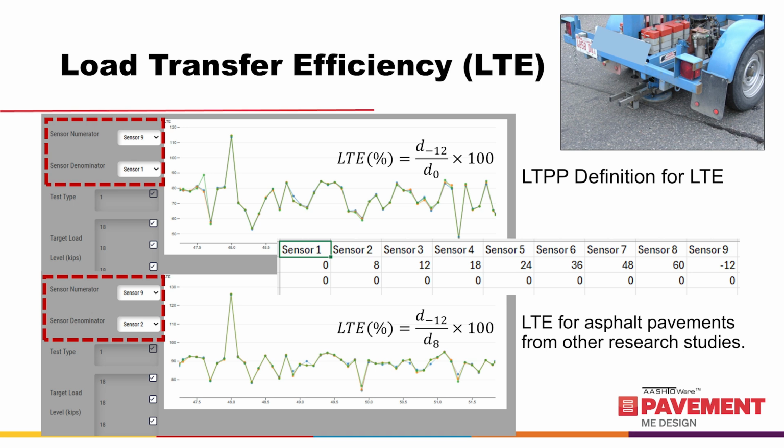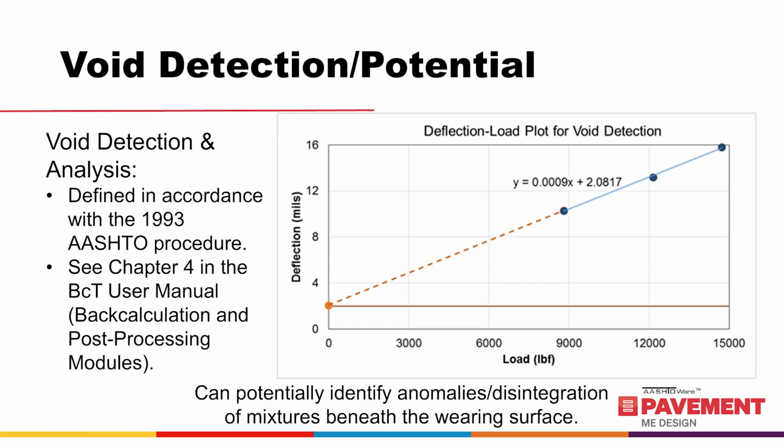The BcT program will use all drop heights or target loads for load transfer efficiency, but the user can select just one or all of the target loads. The test type used for load transfer efficiency should only be those test locations across the transverse joint or crack, in this case, test type 1. The deflection basins measured across the transverse joints and cracks should not be used for general back calculation of elastic layer moduli. Next is the loss of support or void detection potential.